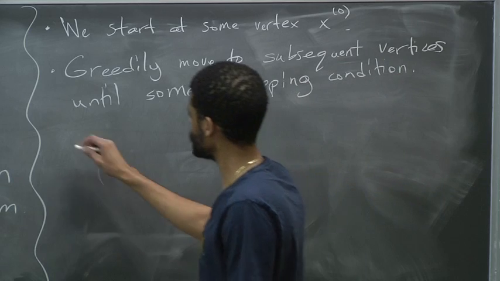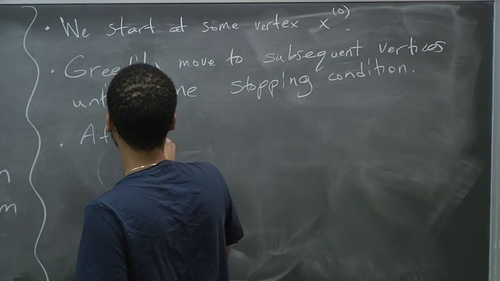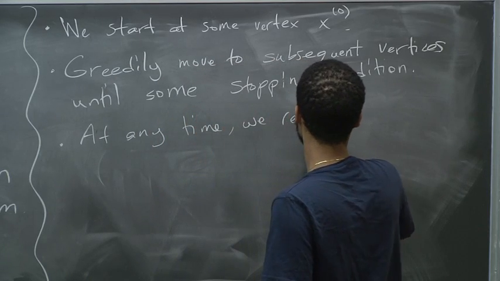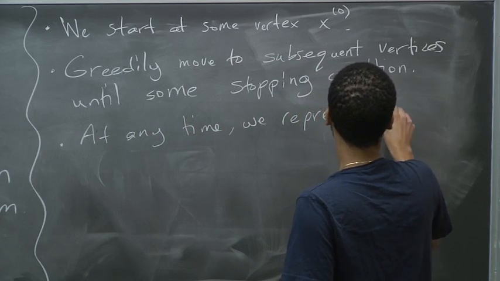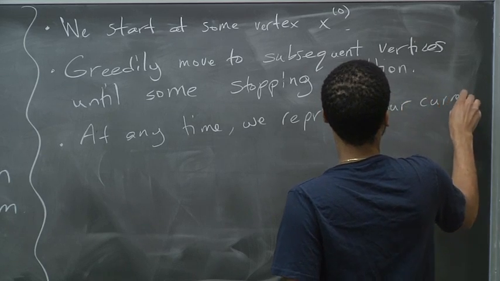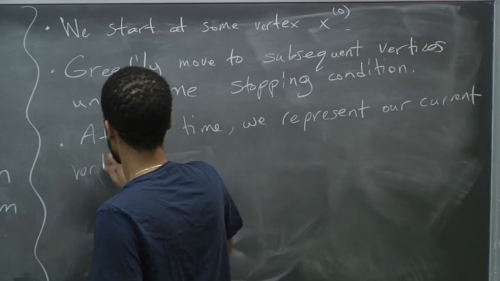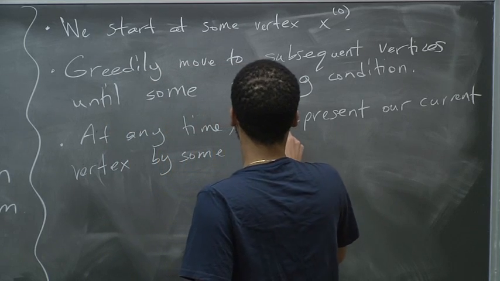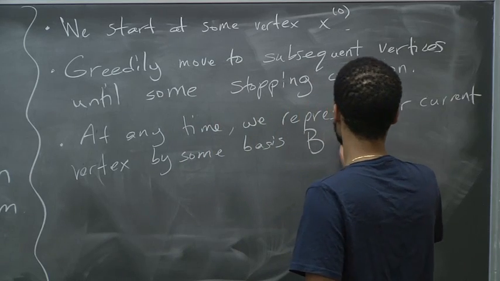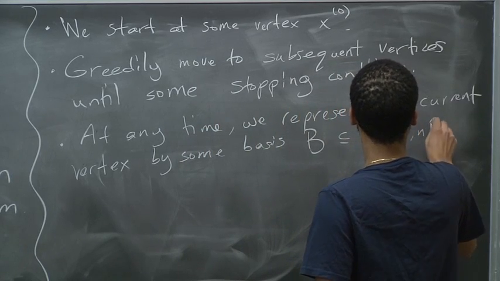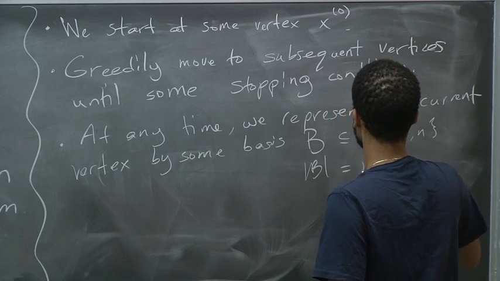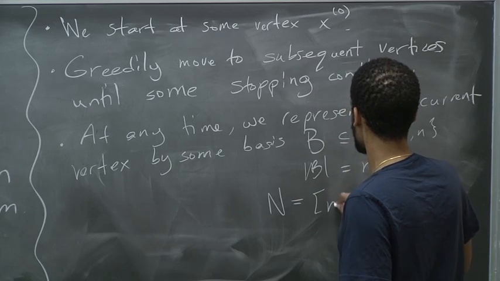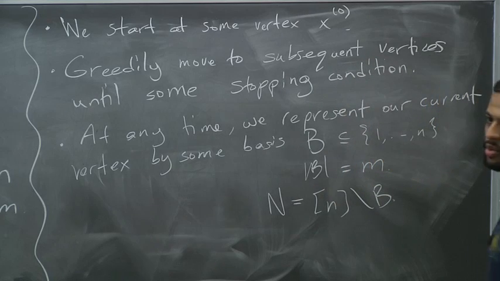So at any time, we represent our current vertex by some basis. And we also defined N to be the set 1 to n without B, the complement. Okay.